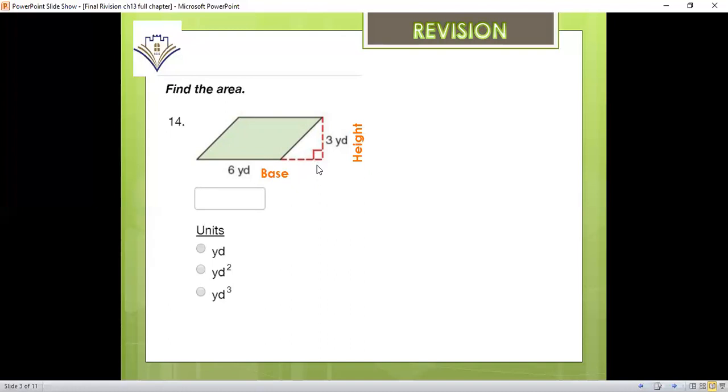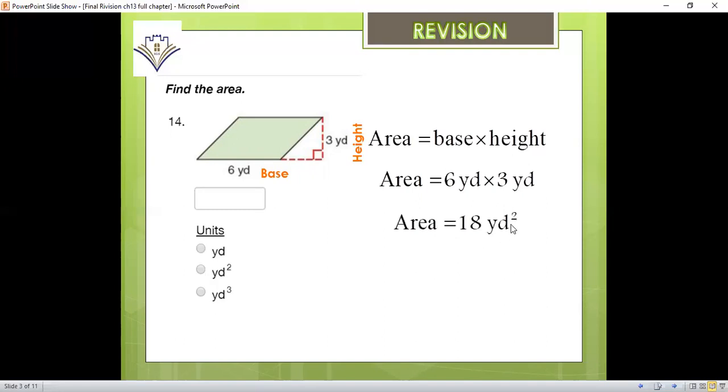Then, remember with me, area is equal to base multiplied by height. The area is equal to 6 yards multiplied by 3 yards. 6 multiplied by 3 is equal to 18. The unit we use is square yard. Then the answer is 18 square yards.